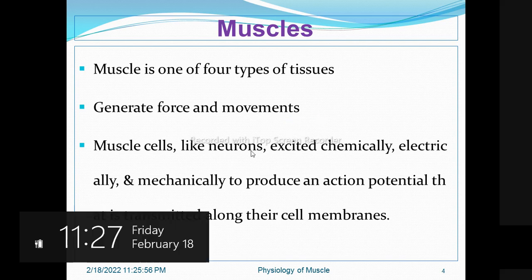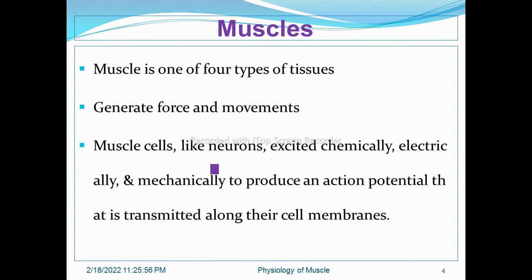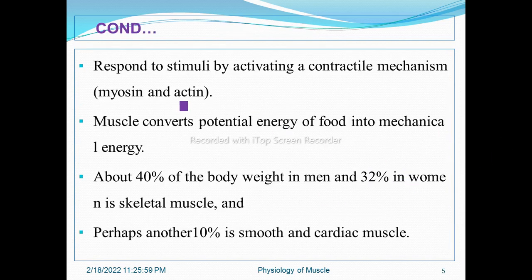Muscles, like neurons, are excited chemically, electrically, and mechanically to produce action potentials that are transmitted along their cell membranes. Unlike neurons, they respond to stimuli by activating a contractile mechanism. The contractile proteins, myosin and actin, are abundant in muscle, so they are the primary structural components that bring about contraction.